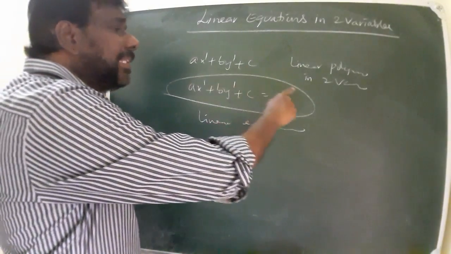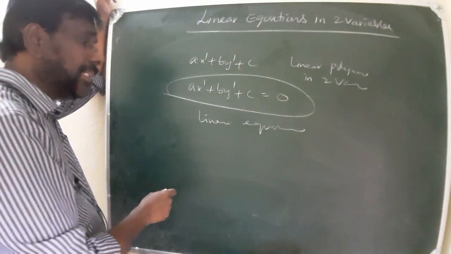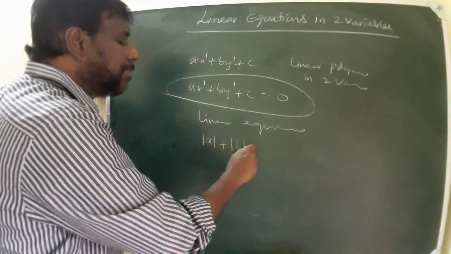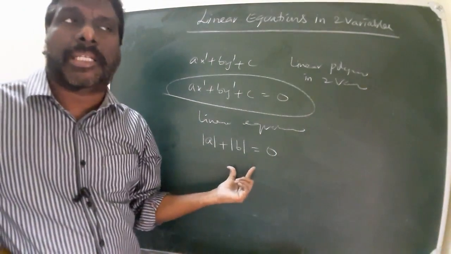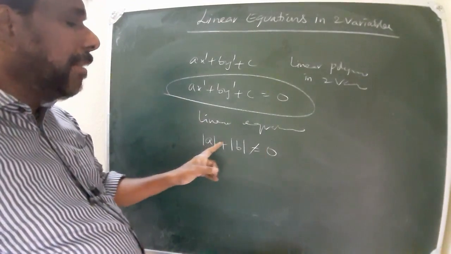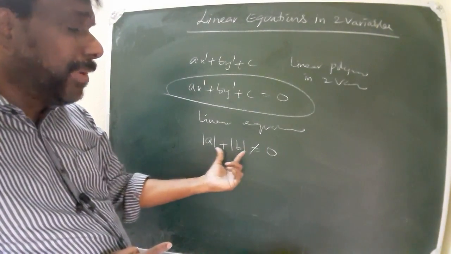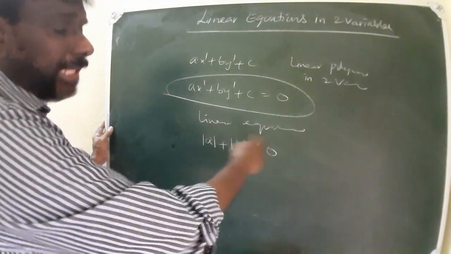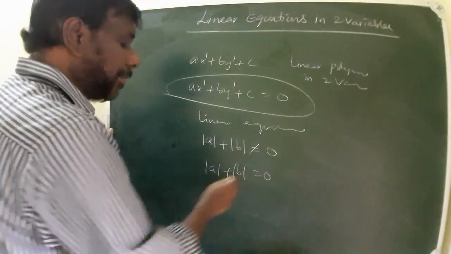If you want to say ax plus by plus c equal to 0 is a linear equation, we have a condition. What is that condition? Mod a plus mod b not equal to 0. Mod a plus mod b equal to 0 means both a and b are zeros, so that case should be excluded.